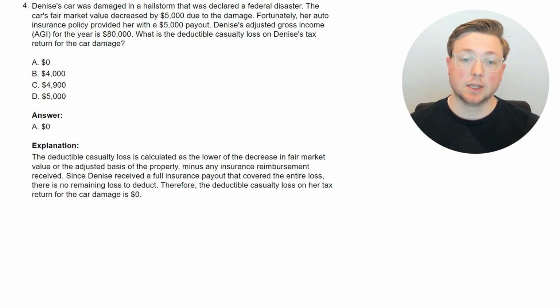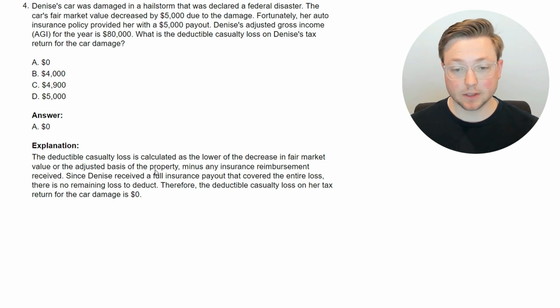All right, here's the answer. So $0. Even though it was a federally declared disaster area, she can't take any of it. And why is that? Because her insurance reimbursed the full amount of damage. The deductible casualty loss is calculated as the lower of the decrease in fair market value or the adjusted basis, minus insurance reimbursement received.